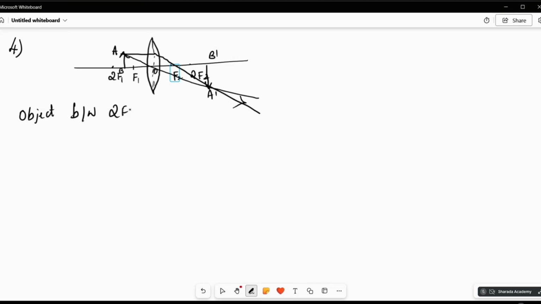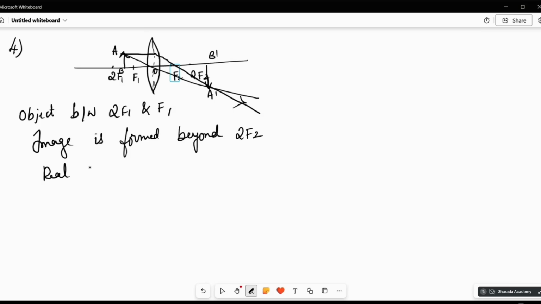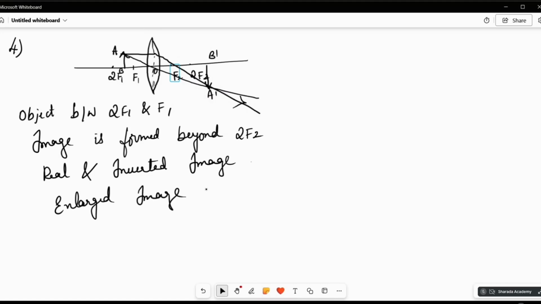Object between F1 and F. Image is formed beyond 2F2, and it is a real and inverted image. It is an enlarged image. If you observe here, on the other side of the lens, we will get a real and inverted image.